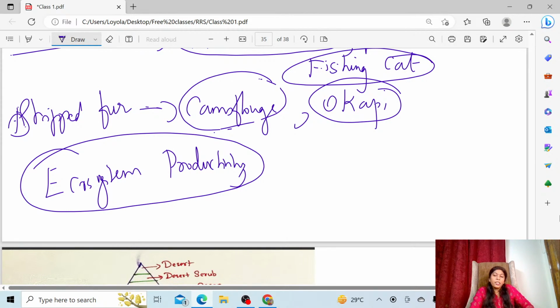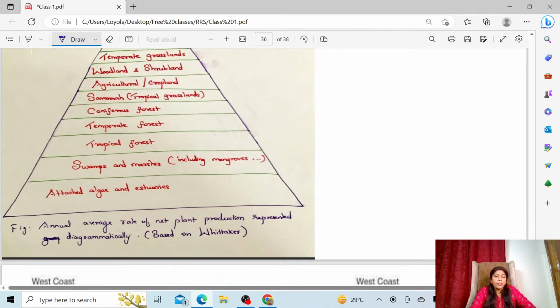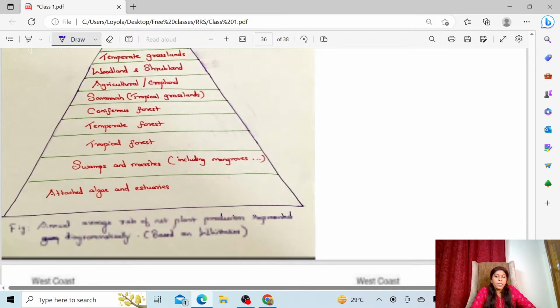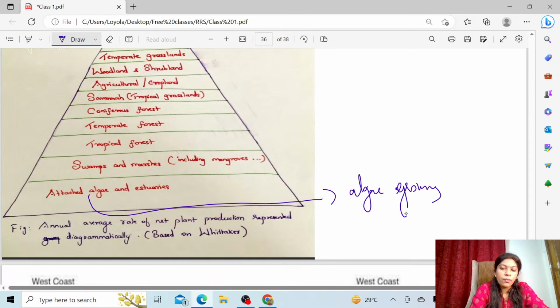So see here how this productivity works. Starting from the base, this is a highly productive ecosystem. Highly productive ecosystems are none but attached algae and estuaries. Attached algae means algae which is growing on any substrate, any substrate.